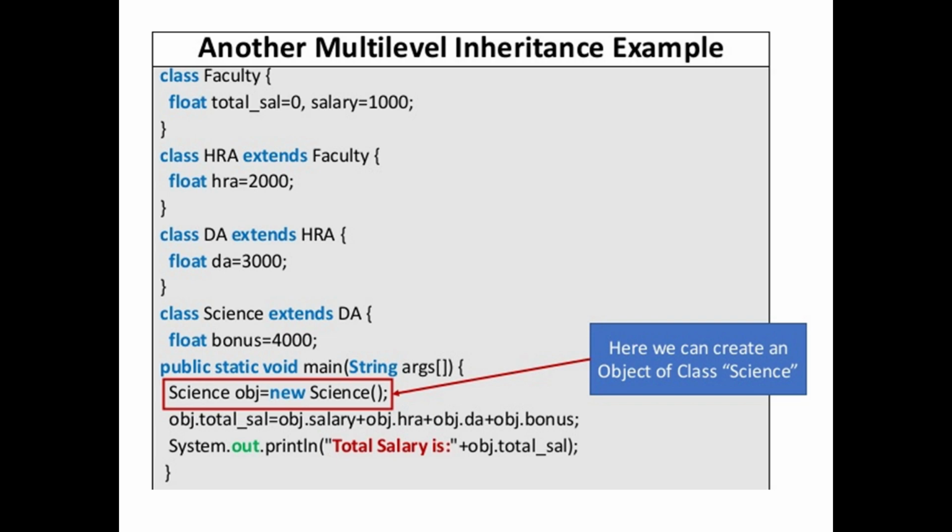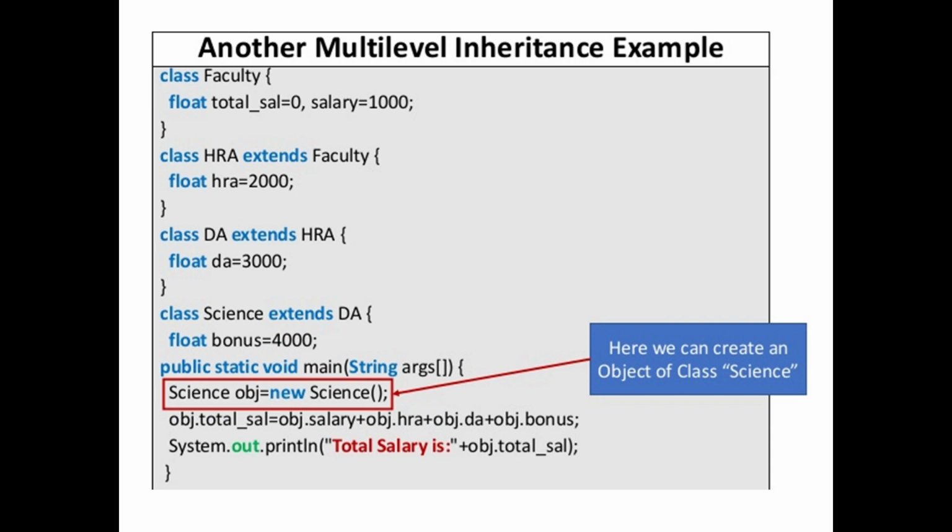This HRA consists of one variable, that is HRA. The value of HRA is equal to 2000. Next, class DA extends HRA. So DA is a child of HRA. So DA can access the properties of the HRA class and also the faculty class, because HRA is a child of faculty. And this DA consists of one variable, DA, equal to 3000. And the science class extends DA. So the science class can access the properties of the class DA, the class HRA, and the class faculty.